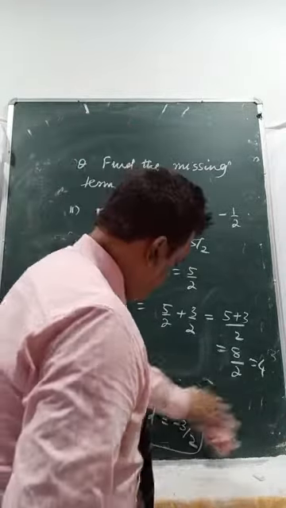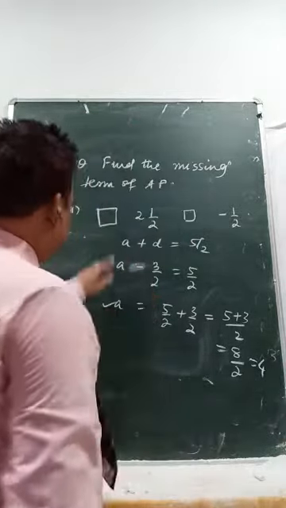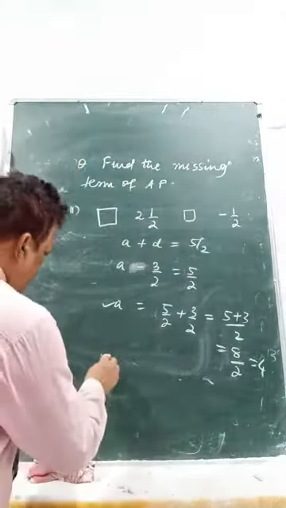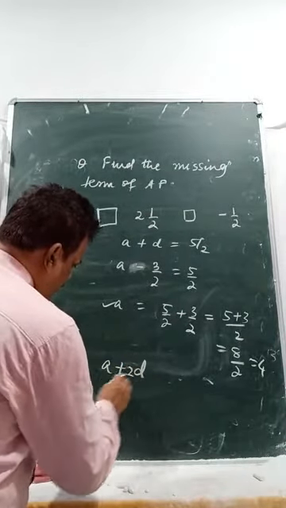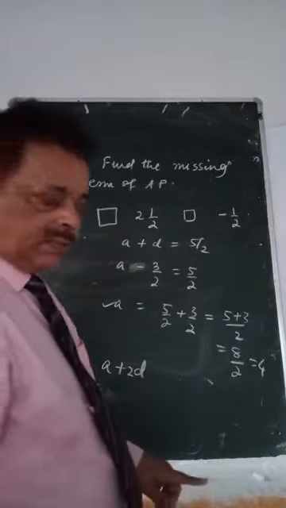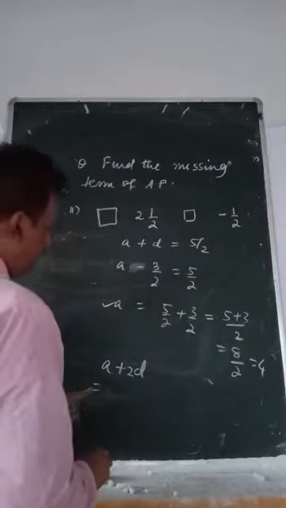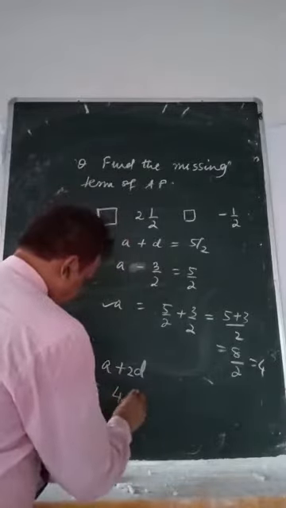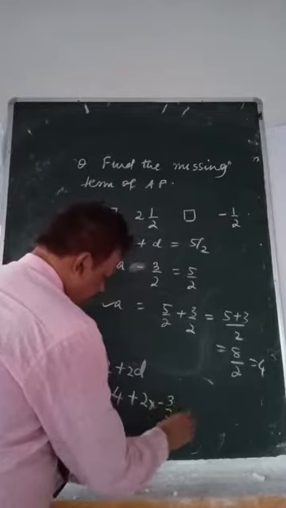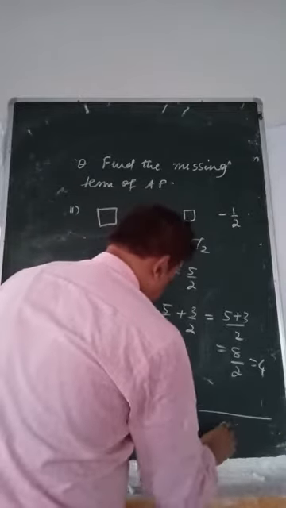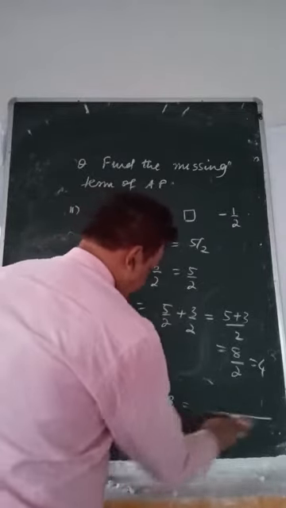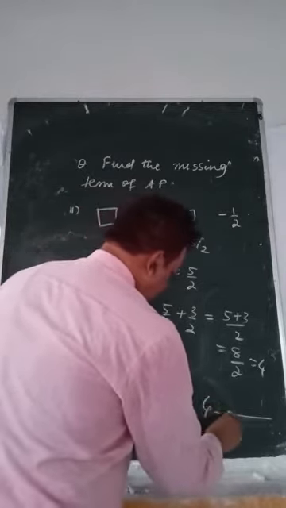Okay, we got A plus D, A plus 2D. What is A plus 2D now? Then you put A, how much? A is 4 plus 2 into minus 3 by 2. So 2 is LCM, so the 2 is cancelled here. That is 4 minus 3, that is 1.